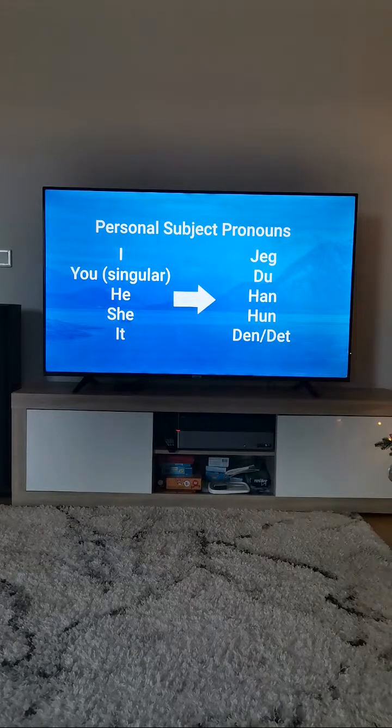This is a list of the English pronouns and then the Norwegian equivalents. So these are jeg, du, han, hun, den, det. You might be wondering, why does it have two different Norwegian translations? The reason is that den is used for male and female, and det is used for neutral gendered nouns. Let's repeat these once more. Jeg, du, han, hun, den, det.